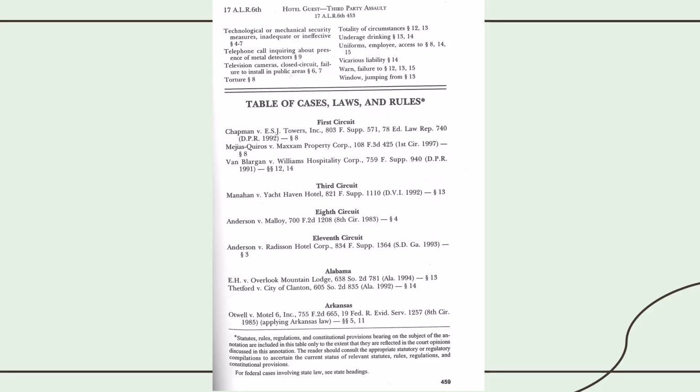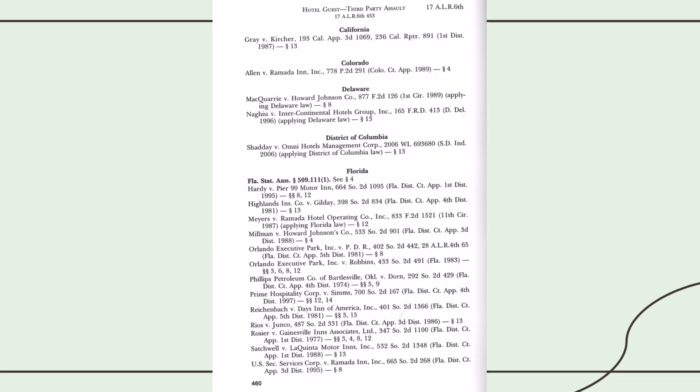Next is the table of cases, laws, and rules. If you're looking for cases, say from Alabama, you look here and you see there are two discussed in the annotation, one discussed in section 13 and one discussed in section 14. If your state that you're looking up is not on the list, then it will not be discussed in this annotation. Here's another page from the table, and you can see there is one case from California. It's discussed in section 13.